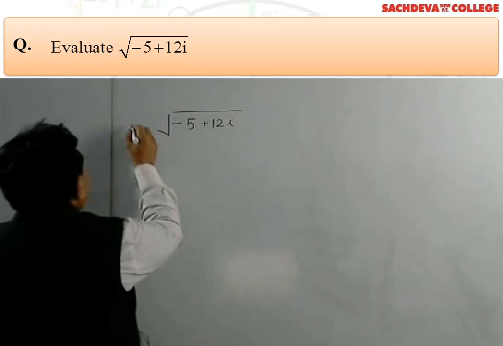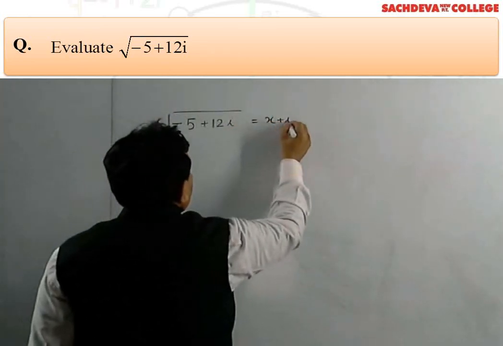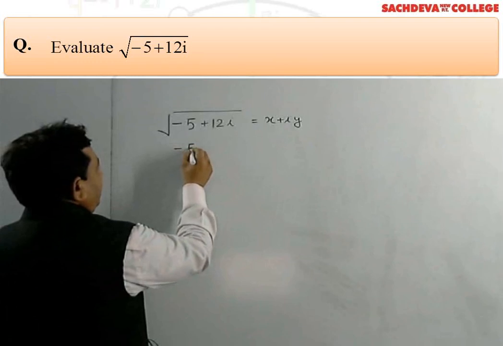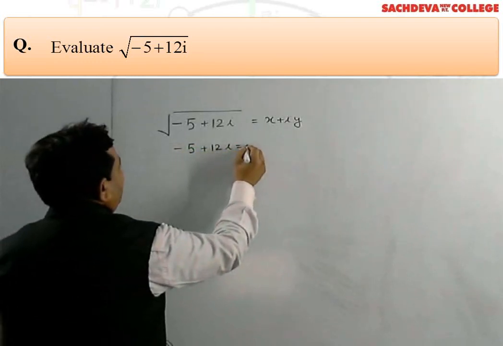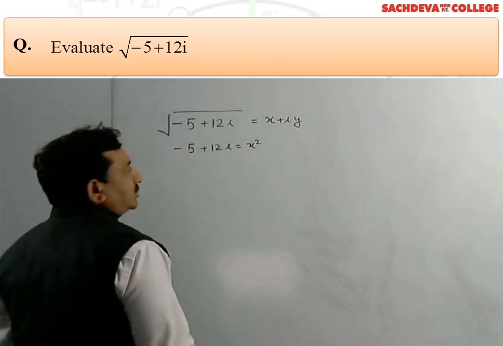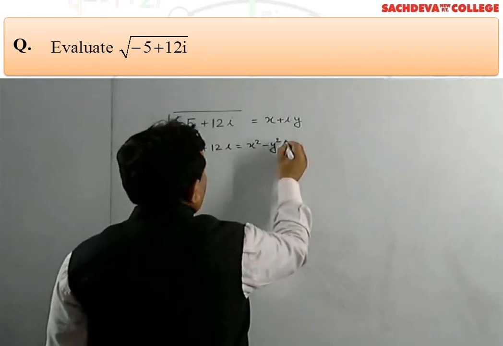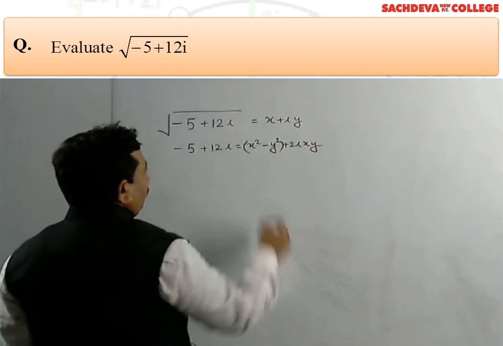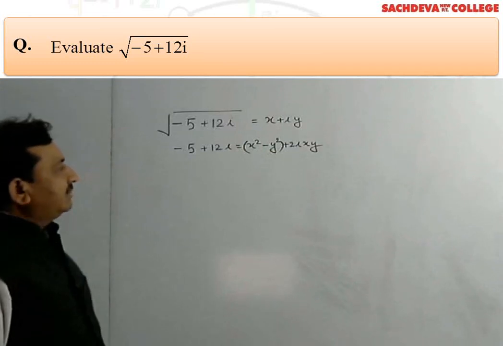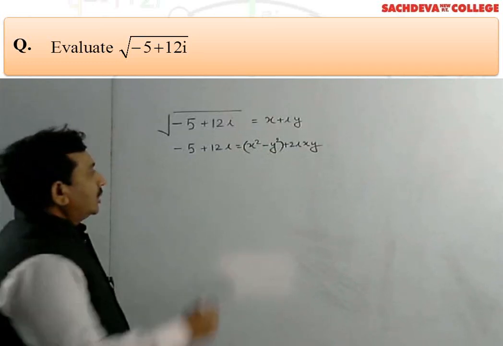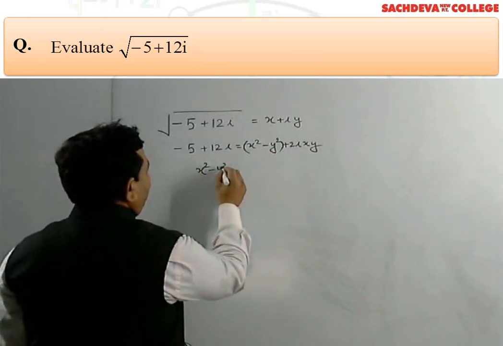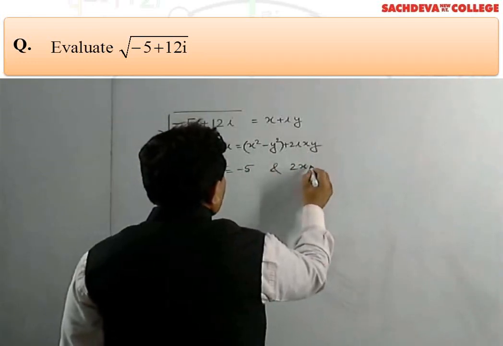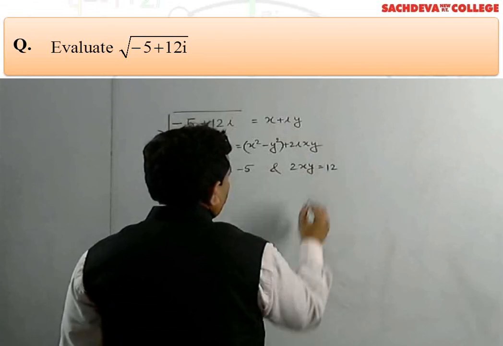Let this be equal to x plus iota y. Now on squaring both sides, we find minus 5 plus 12 iota is equal to x square plus iota square y square, it means minus y square plus 2 iota xy. And we know that if two complex numbers are equal, their real and imaginary parts are separately equal. So x square minus y square will be equal to minus 5 and 2xy will be equal to 12. So xy will be equal to 6.